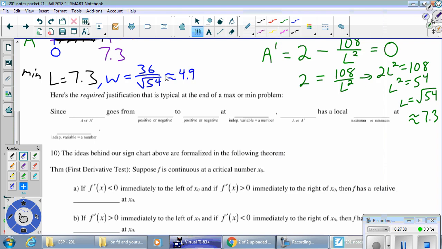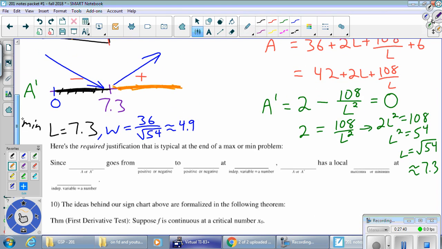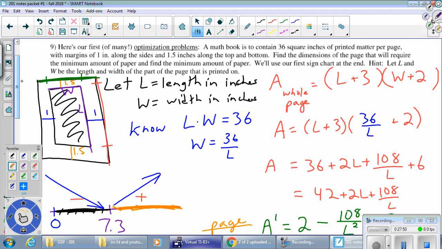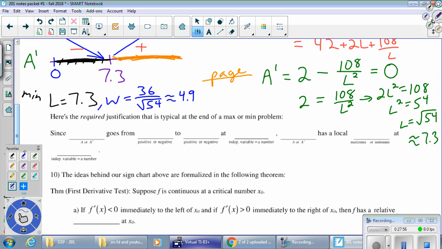And so then the dimensions of the actual page, I'm kind of running out of room here. Remember that for the L, we had to add 3 to it, and for the W we had to add 2. That'll get us the entire page. So we're adding 3 to the L. It used to be 7.3, so now it's 10.3 by, and then we're adding 2 to the W, 4.9, add 2, we get 6.9.